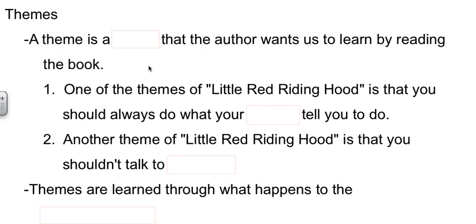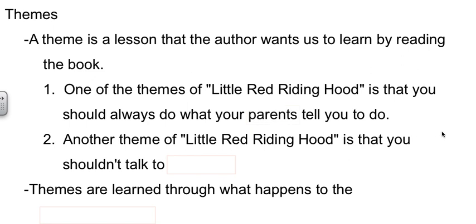Okay, the second area is themes. A theme is a lesson that the author wants us to learn by reading the book. We all learn themes when we're watching TV, when we're watching movies, when we're reading books. So we're going to take one that you're probably familiar with. One of the themes of Little Red Riding Hood is that you should always do what your parents tell you.